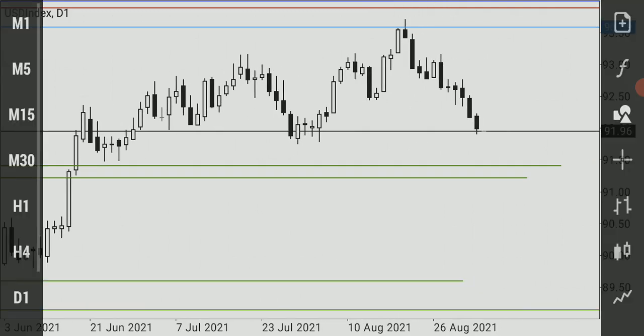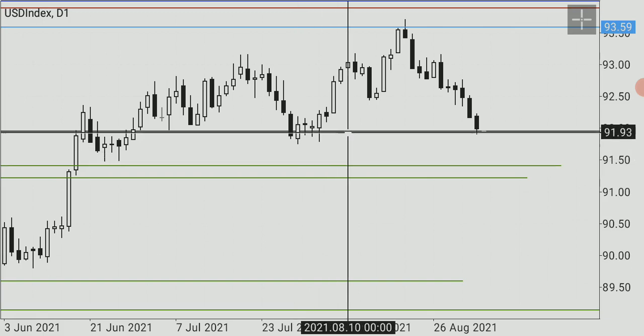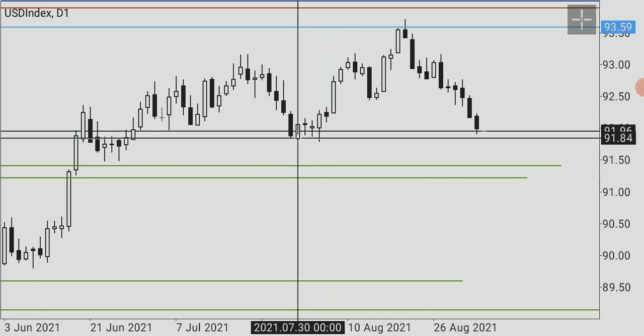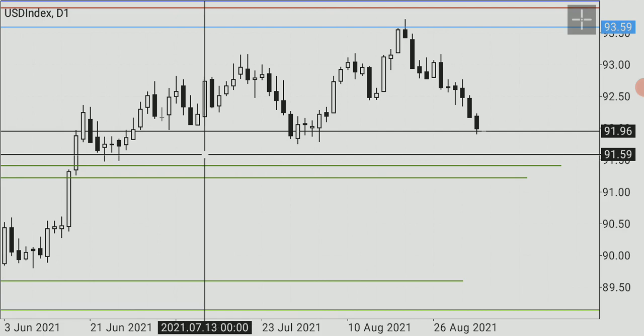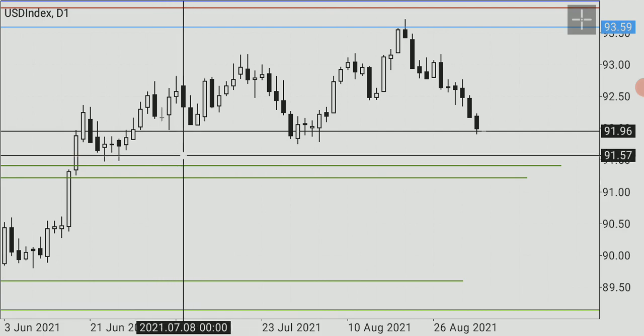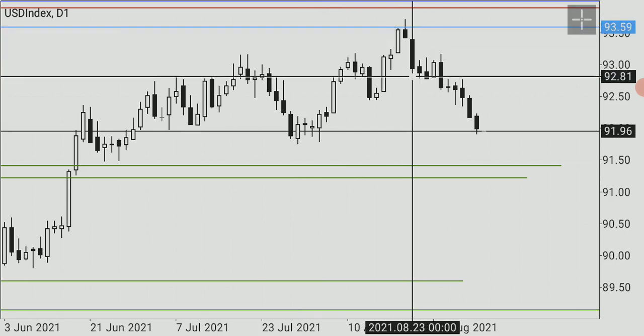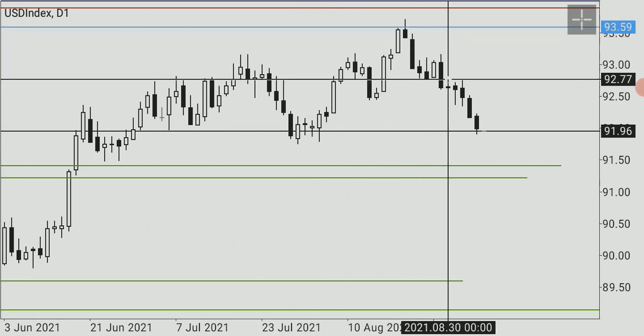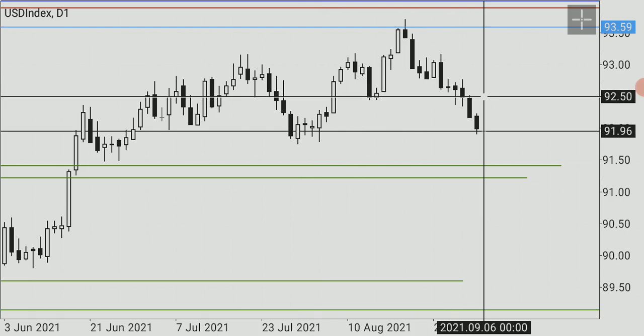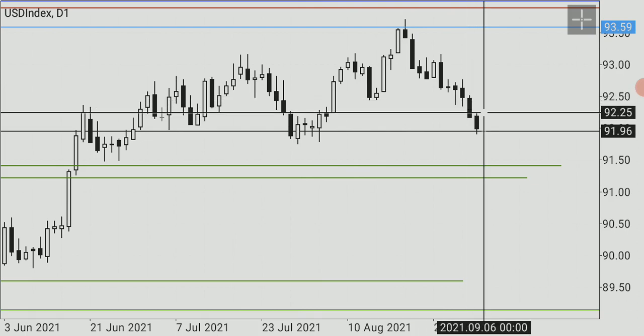I'll be looking for this low to be taken, and then this equal low that I aligned for some time now, where the market was here but it went higher. Alright, and then right now I will be bearish on the dollar for the month of September. I'll be bearish on the dollar for the month of September.